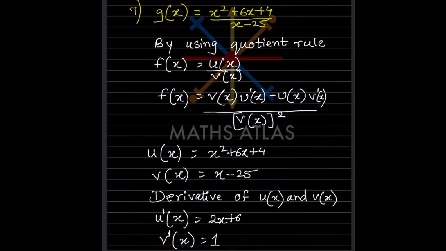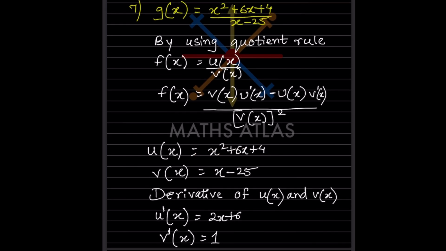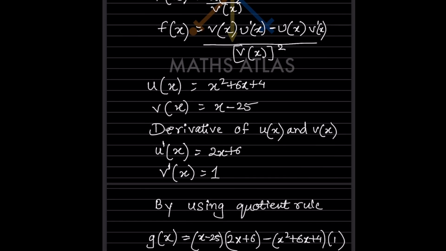So now we got all this, you just have to plug it in. By using the quotient rule, what are we going to do? Now we know v of x here is x minus 25. Why are we using g of x here? Because that is given in the question, it can be anything. So u dash x means we have 2x plus 6. Then minus u of x, that is x square plus 6x plus 4.